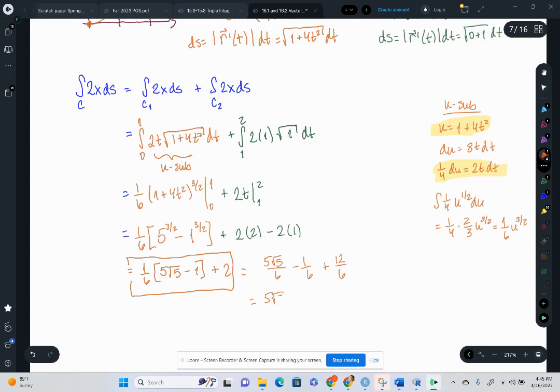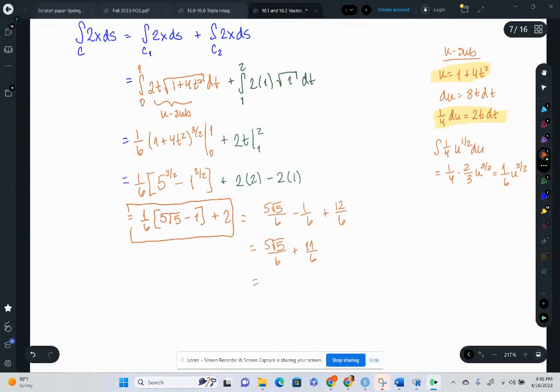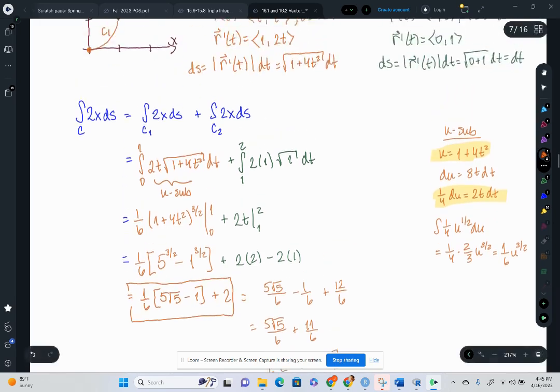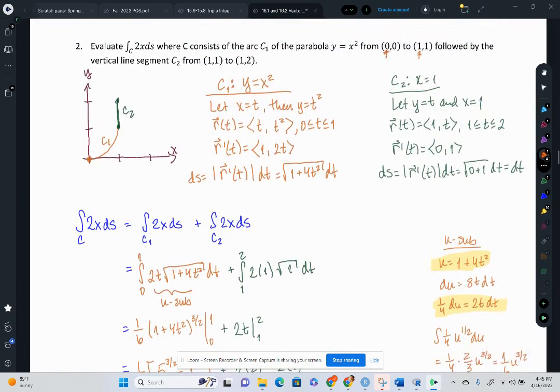So this becomes 5 square root 5 over 6 plus 11 over 6. And then we could factor out the 1/6 again and leave behind 5 square root 5 plus 11. That would also be an acceptable answer for this problem. Okay, so this is how we handle when our arc C consists of 2 pieces.